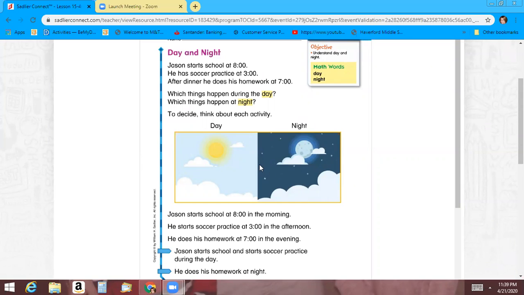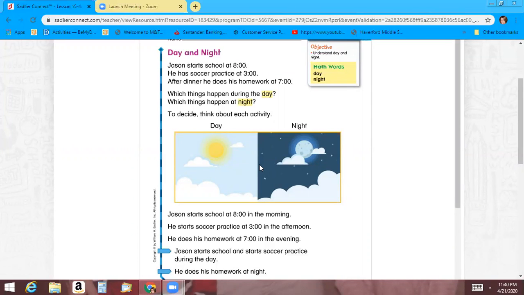Okay, we are going to start with another lesson in our math book today. You guys have been doing an amazing job with telling time and working with time to the hour and time to the half hour. I'm so proud of everything you've been doing. Today, I want to talk a little bit more, but this time, instead of working with clocks, we're going to talk about day and night: when we're given a time, how we know when something happens during the day and when something happens during the night.